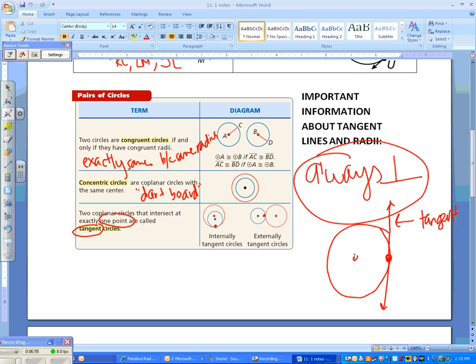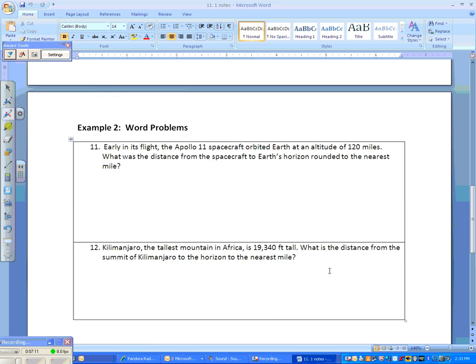Here's my circle. If I draw from the center to, if I draw the radius or the diameter or whatever, if I draw a line through the center that hits it at that point of tangency, it always, always, always will make a right angle. Super important for the word problems that we're doing next. Thank you for drawing that down.